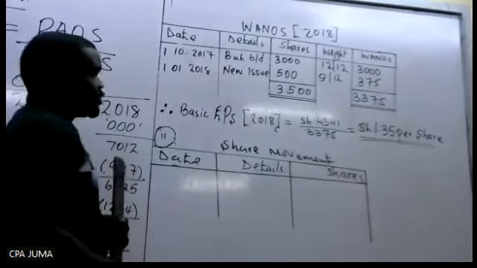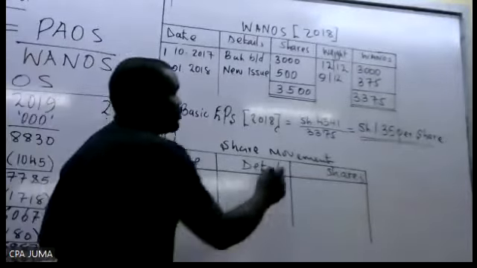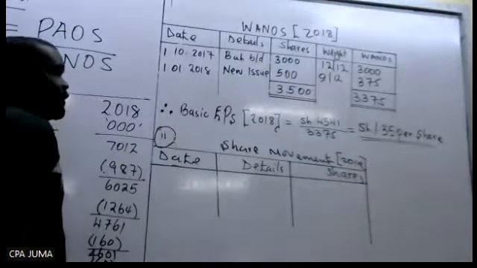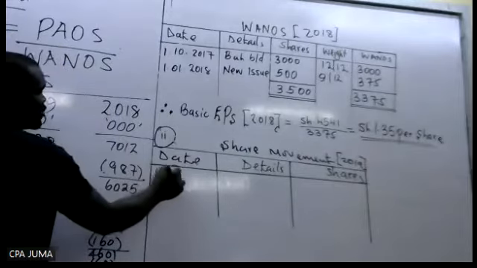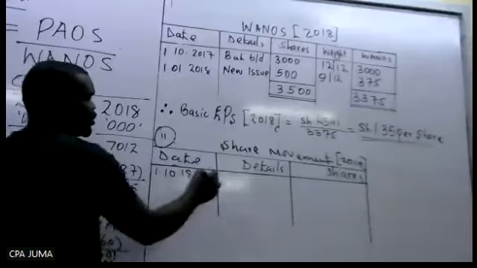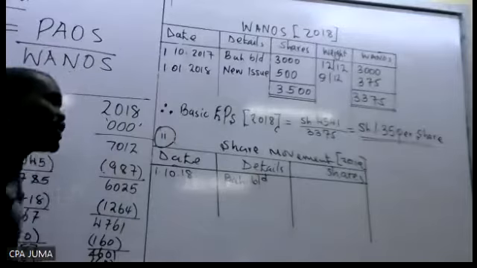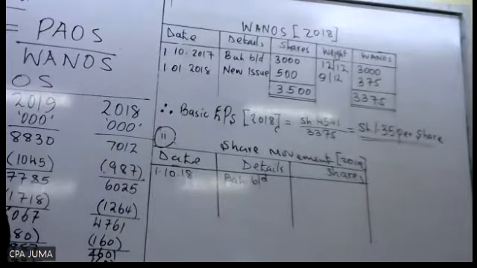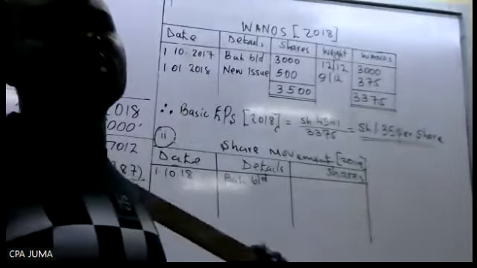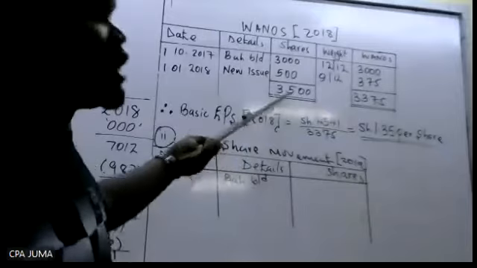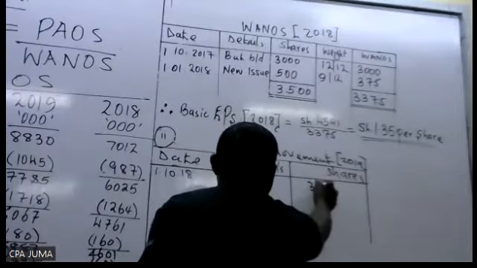So you start from the beginning of that year. This is share movement 2019. 2019 was starting when? 1st October 2018. So details is the balance brought down. Balance brought down is the closing shares, not one-offs, but the actual number of shares last year, 35. So we have 35.